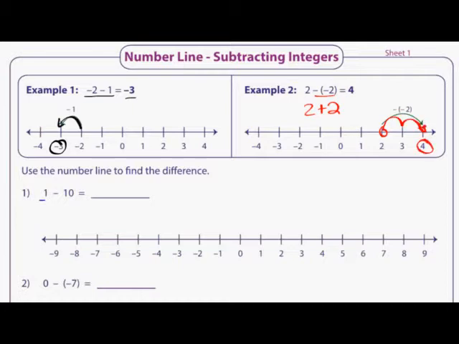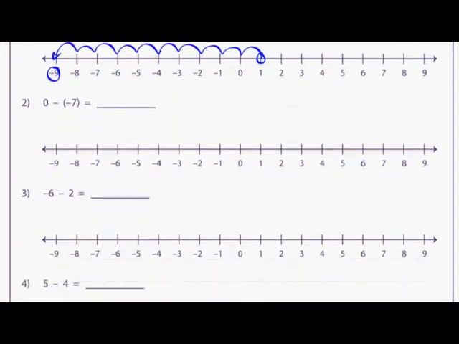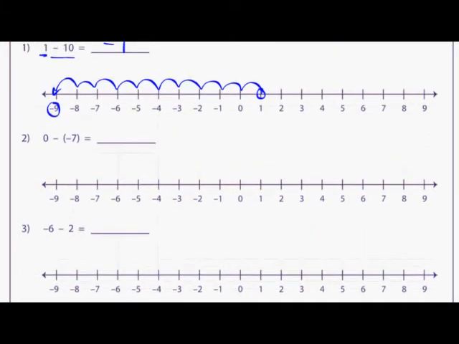So let's try one. Mark your starting number, which is 1. Here we are. Since we are subtracting 10, we move to the left 1, 2, 3, 4, 5, 6, 7, 8, 9, 10. We're at negative 9. I'll leave it right there so you can see.